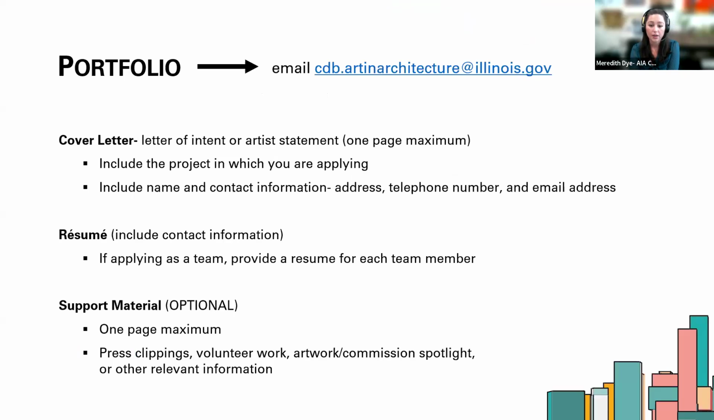So the next two slides outline your application, which is your portfolio. So there's not a separate registration process with our agency. You simply email your portfolio for the intended project, and that is your application. So to apply, like I said, you send your portfolio to the public email address, and that is located at the top, cdb.artinarchitecture@illinois.gov.